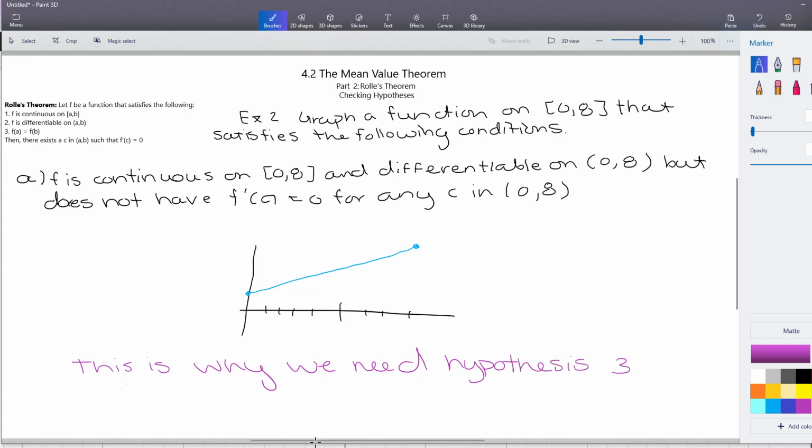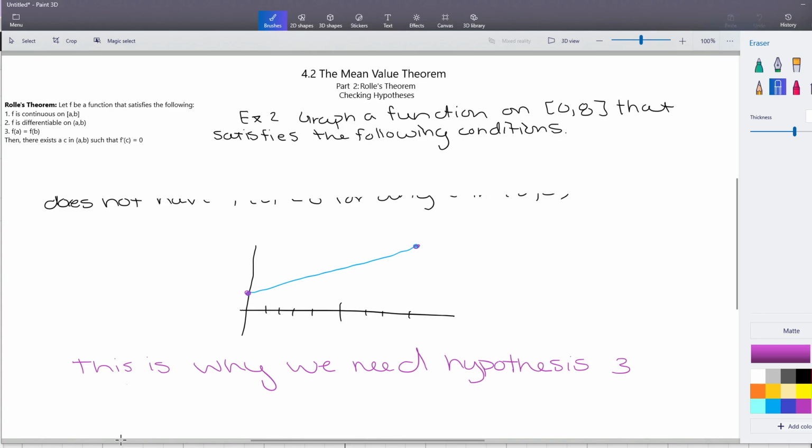You'll notice that when I drew my line, I drew it as an increasing line, meaning that f of a and f of b, f of 0 and f of 8, are not equal. So this is why we really need to check that third hypothesis. If the endpoints don't have equal y values, then this theorem just doesn't apply. It could be as simple of a function as a linear function. Okay, let's look at part B of this example.